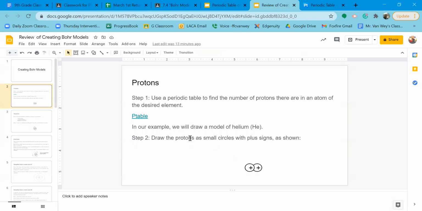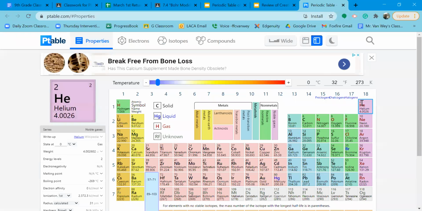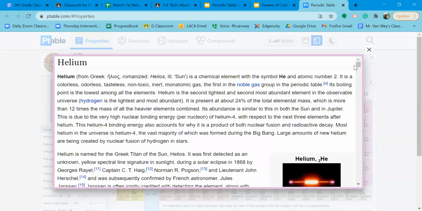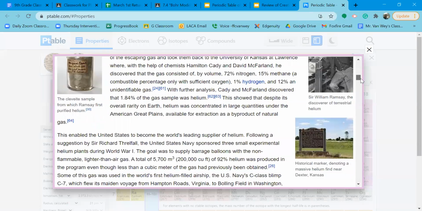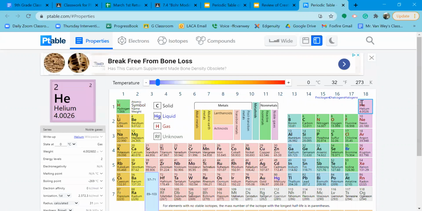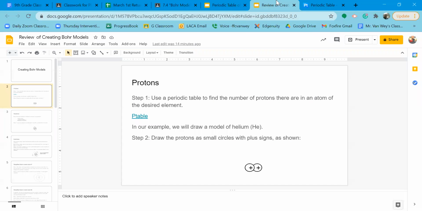Step two is to draw those protons as small circles with plus signs, just like I showed. So helium, I see it has two protons, because that's the atomic number, right? Matter of fact, if I click this, it'll give me an article. It might show me a Bohr model. Yeah. So helium has two protons. So that's what I'm going to draw. Boom, boom.